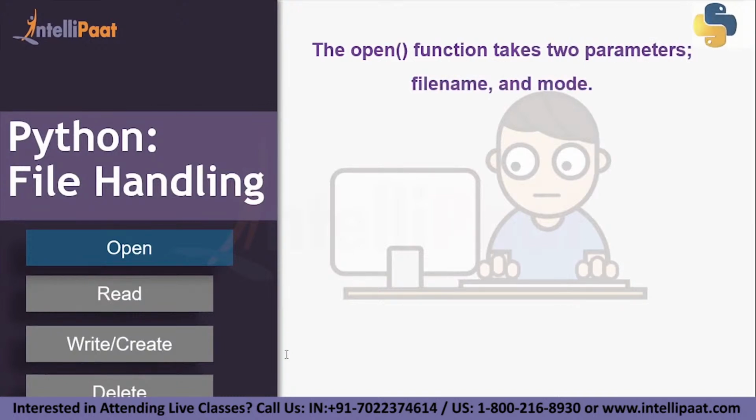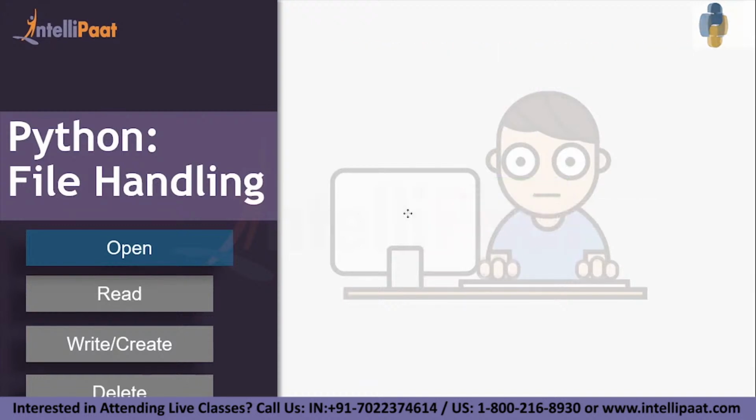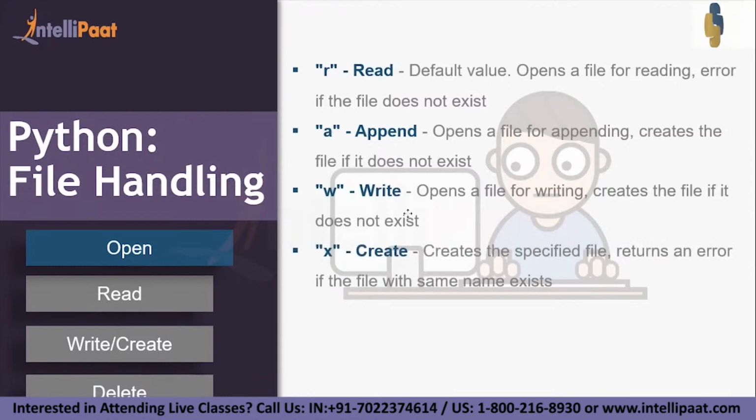So you can use the open function to open a file, and it takes 2 parameters, the file name and the mode. Let's see the syntax. Syntax is f equal open, path of the file, and its mode. Fine. Let's see what the modes are. We have 4 different types of mode: read, append, write and create. For reading, you specify R. It's the default value and it opens the file for reading. And if the file does not exist, it would return an error.